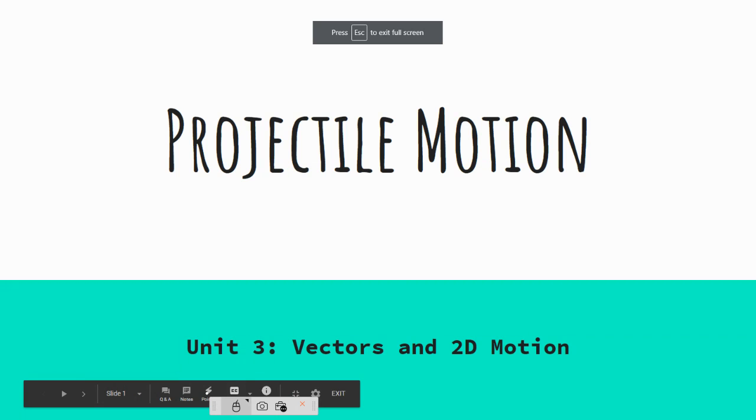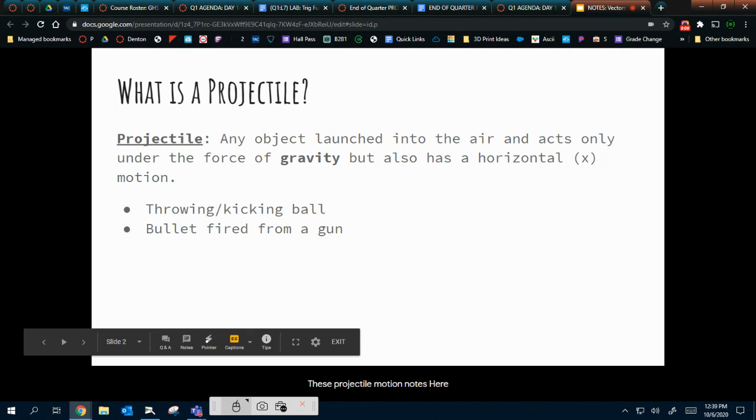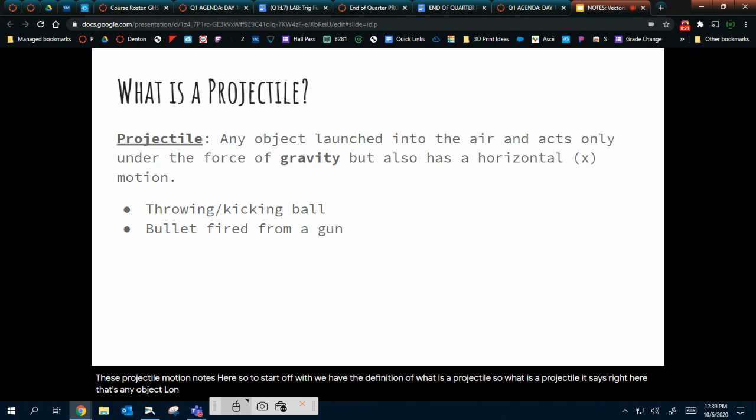Okay, so let's take a look at these projectile motion notes here. There we go. To start off with, we have the definition of what a projectile is. So what is a projectile? It says right here, it's any object launched into the air that acts only under the force of gravity.